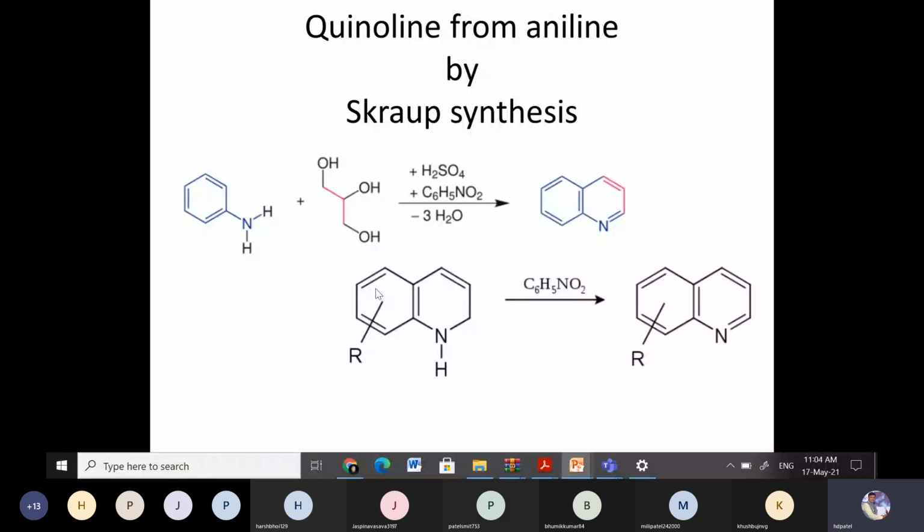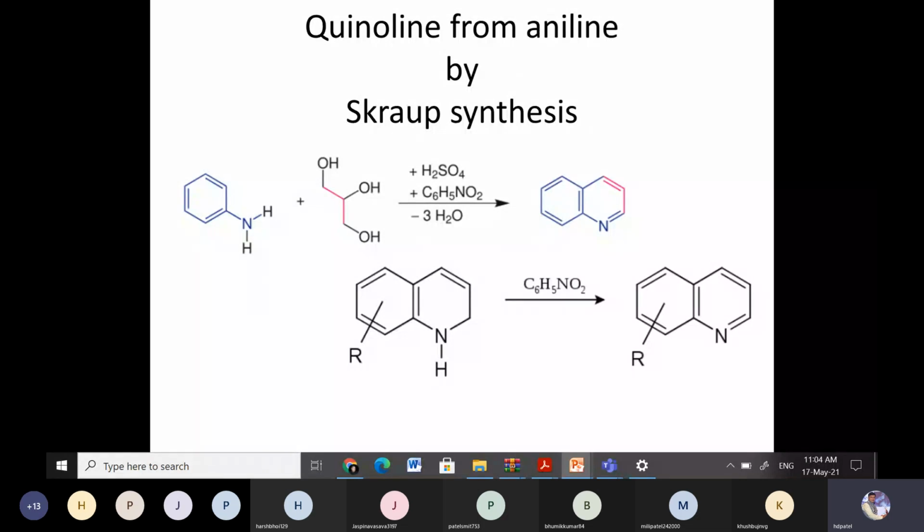Its name is quinoline. As I said, if you have various substituents on aniline, then we will get different types of substituted quinoline derivatives. Other methods are also available in the market. Now, as per the synthesis, how will the reaction start? Actually, aniline is known as a base and glycerol is an alcohol, which is neutral. So there is no reaction between aniline and glycerol directly.